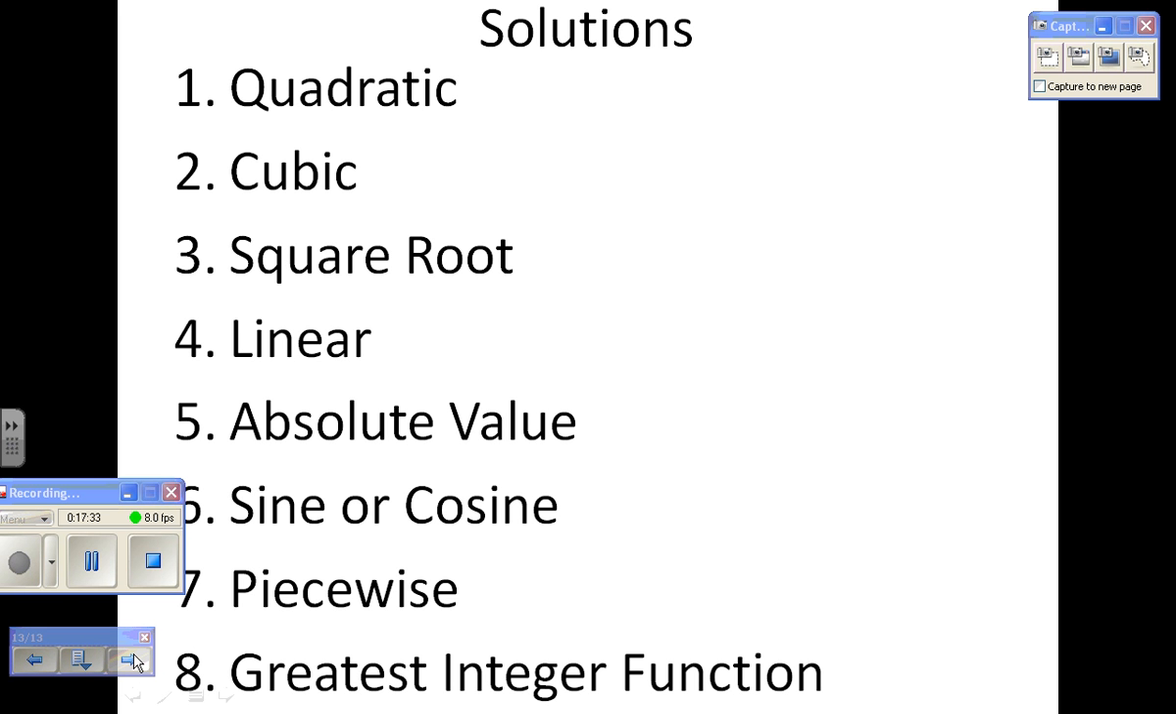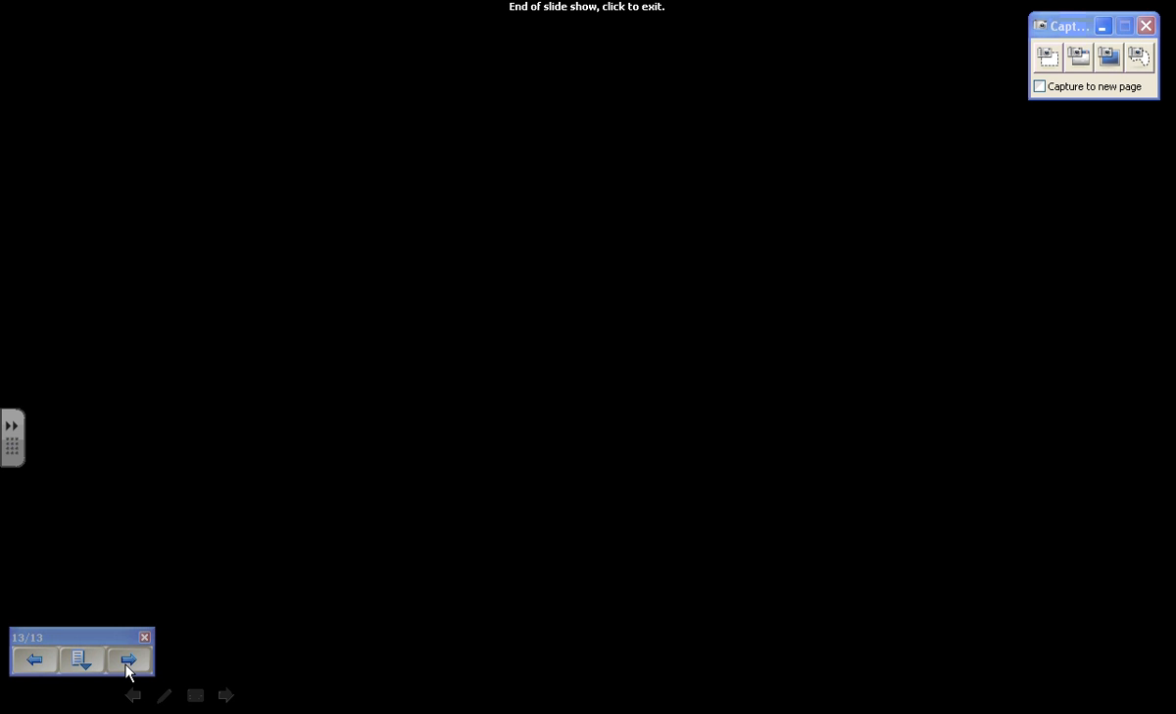Quadratic, I'm sure you got that one. Cubic, square root, linear, absolute value, sine or cosine, piecewise, and the greatest integer function. Which one? The greatest integer function. See, you can be like a cartoon character. Nice. I got them all right except for 7. All right, good.